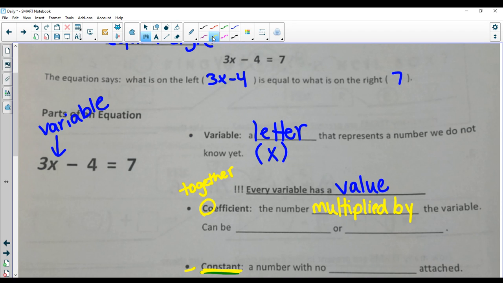So what operation is taking place between the number and the letter? What's happening there? Multiplication. When a number and a letter are next to each other, that means they're being multiplied by each other. So they're attached by multiplication. This is saying 3 times x. So 3 is our coefficient.